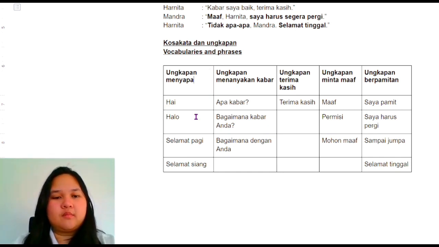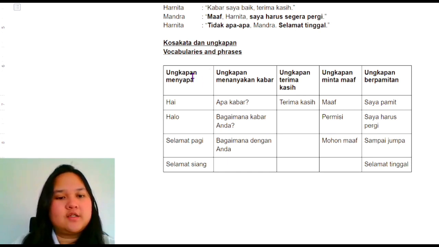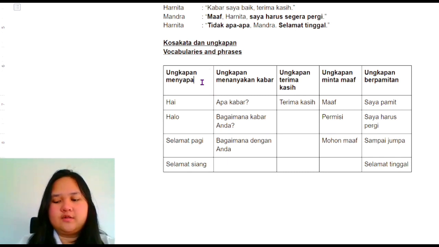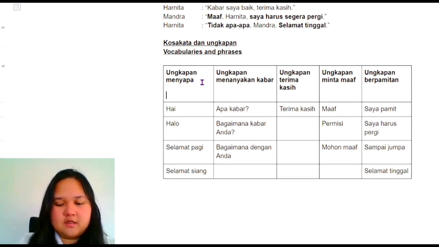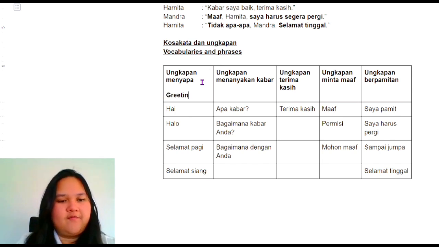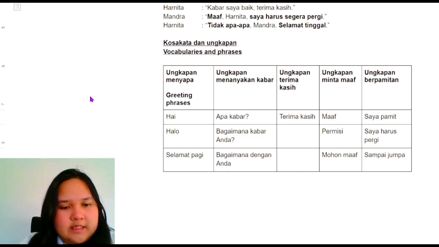It consists of the first one, ungkapan menyapa. So we already know ungkapan means phrase. So this is the name of this theme, the name of this chapter. So this is to greet, so these are greeting phrases, I would say. So let's see first these greeting phrases.